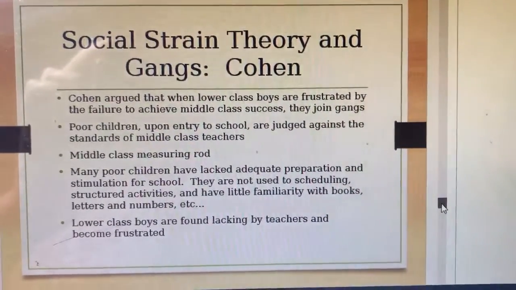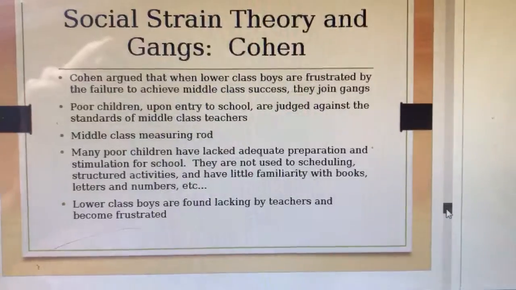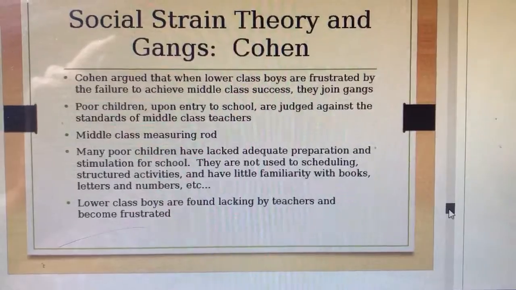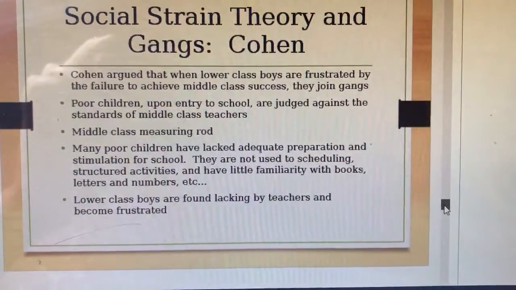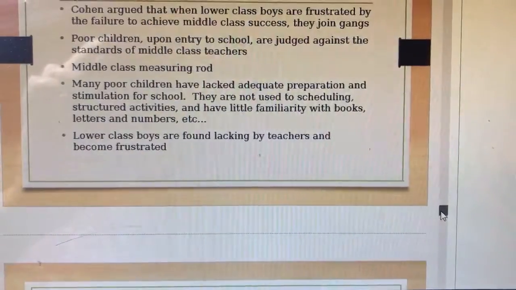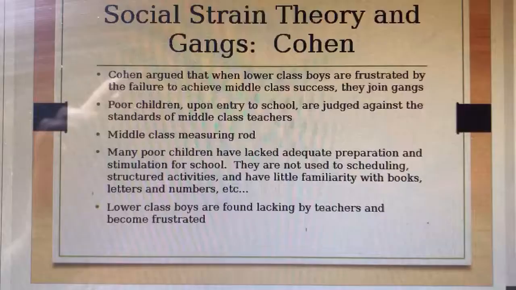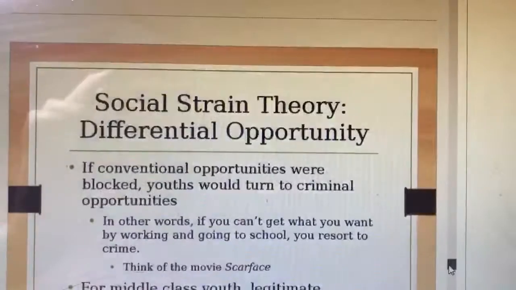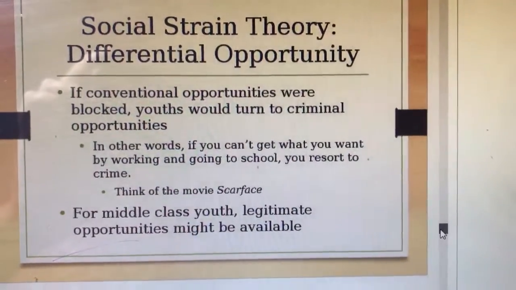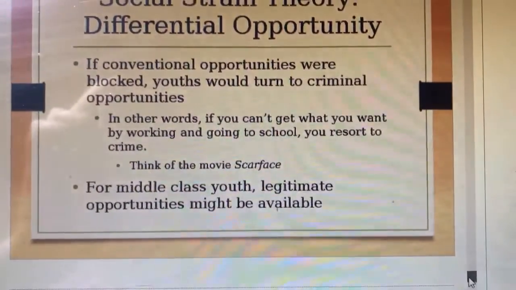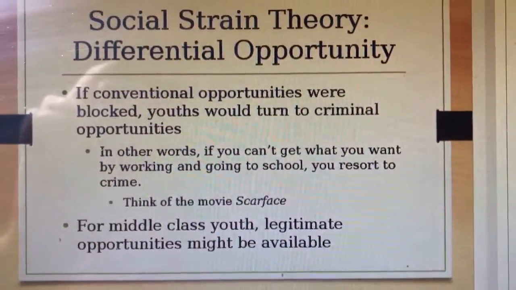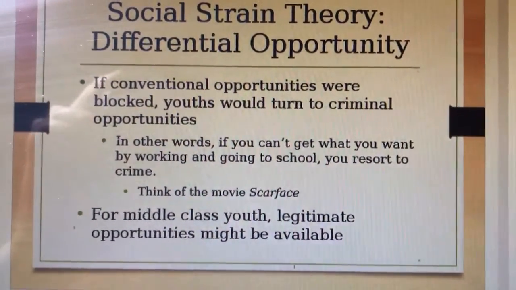And another guy, his name is Cohen, he picks this up and says, come on, all these poor kids look around at middle class, and they don't relate to that. And when you go to middle school, and you go to elementary school, you're judged against what your teachers think you should do, and you become lacking, and people don't respect you, so you get into trouble and you leave school. Now, this is an interesting one, differential opportunity. Differential opportunity just basically says, if you can't get what you want because everything's blocked off to you, then you're going to get it through crime.